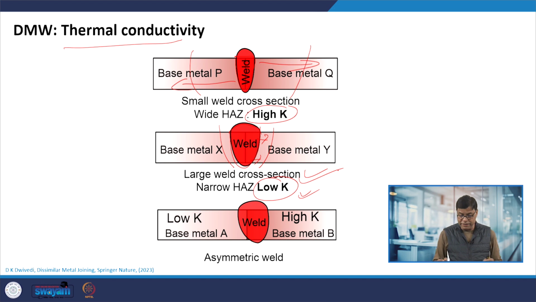Further, if the thermal conductivities of the two metals are different, like one side it is less and another side it is more, then most of the heat will be dissipated towards the high K side, and therefore the weld pool will be skewed towards the high thermal conductivity metal as compared to the low thermal conductivity one, and this in turn will lead to an asymmetric weld.